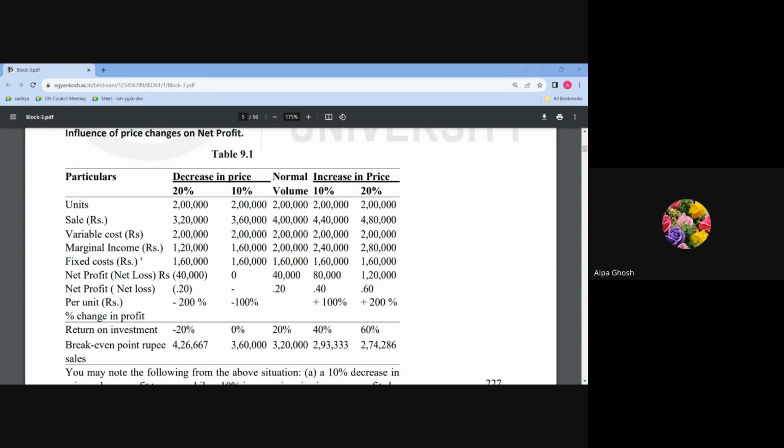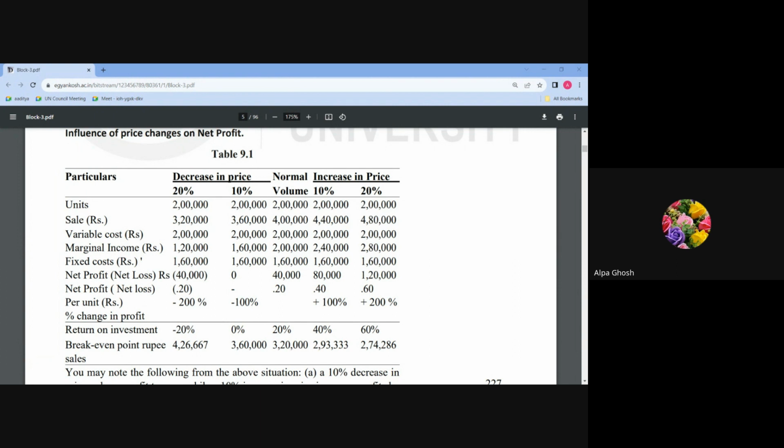See what happened. The question says, you can see what is given in the heading. Decrease in price. The first case is 10%. Can you see this? 20% and 10%? Yes, ma'am. So decrease in price of 20%. So what is the total cost? 4 lakh rupees as per you. If it is 2 lakh units multiplied with 2, it should be 4 lakh. What you are saying? Am I right? Yes. Okay.